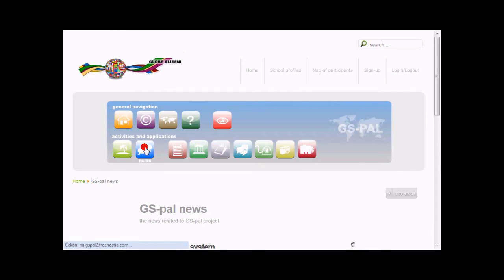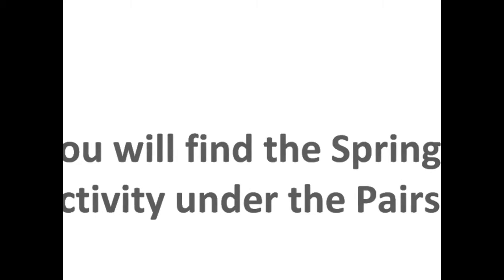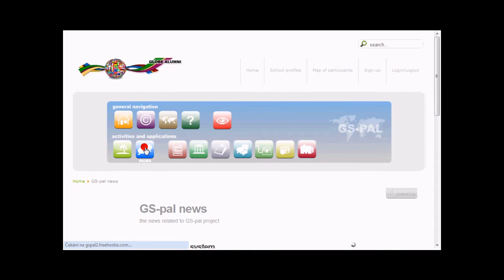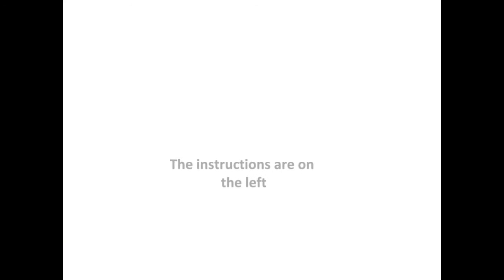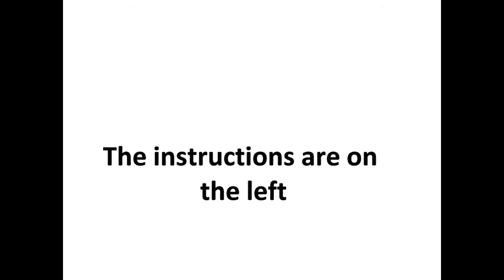Once you've entered the website, you will find the seasonal indicator spring activity under the Pairs button or link in the website. By selecting this, you will be able to see the instructions which are located on the left-hand side of the page.